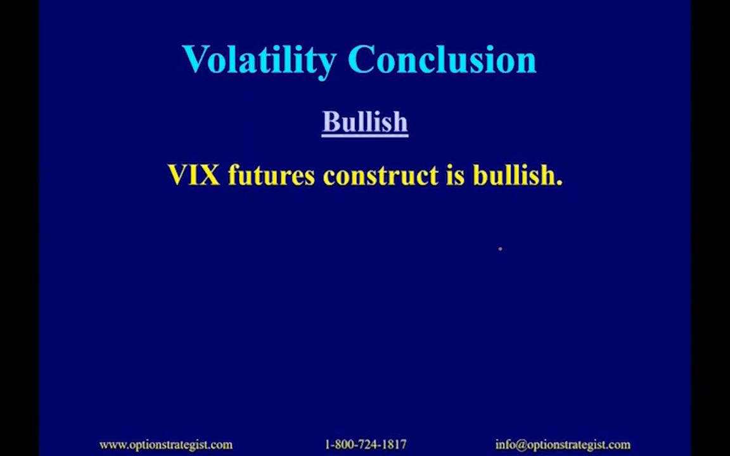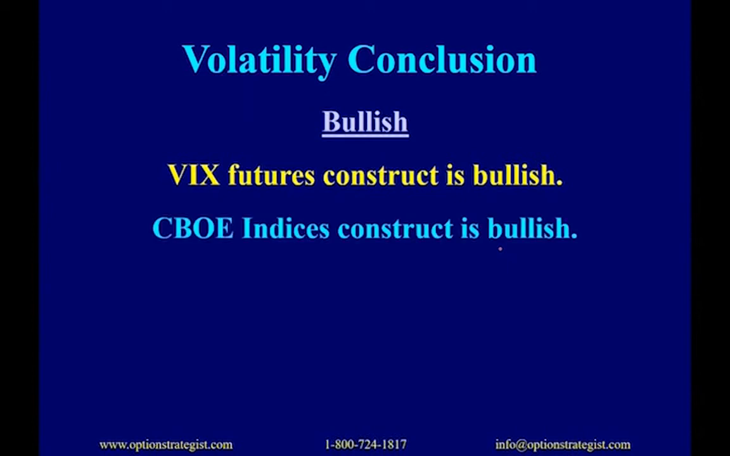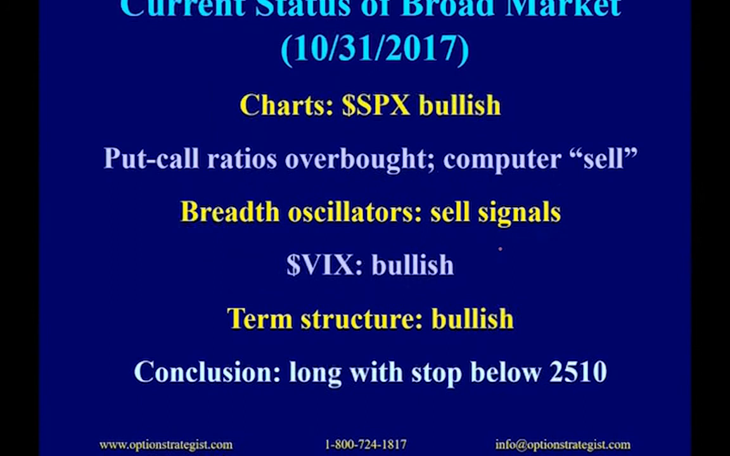So just returning to the overall picture, the VIX futures construct is bullish. The CBOE construct is bullish. The term structure is sloping upwards. VIX is trendless, so that's bullish. So overall, this is bullish.